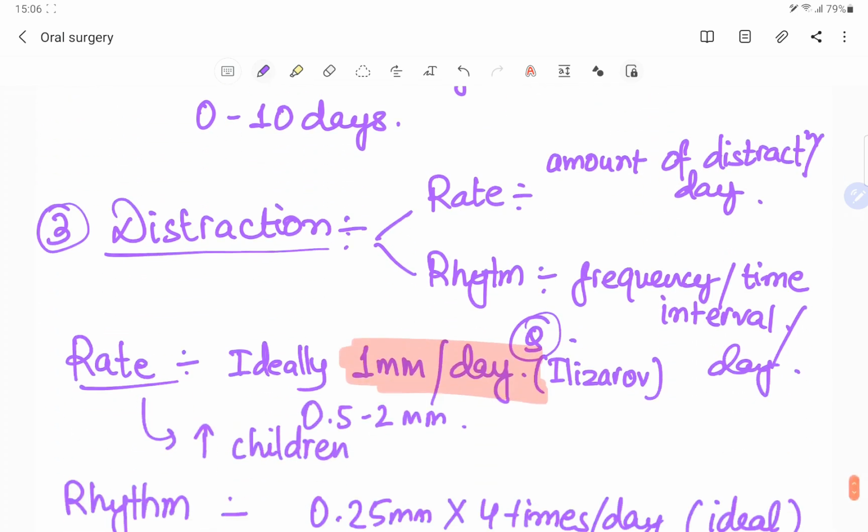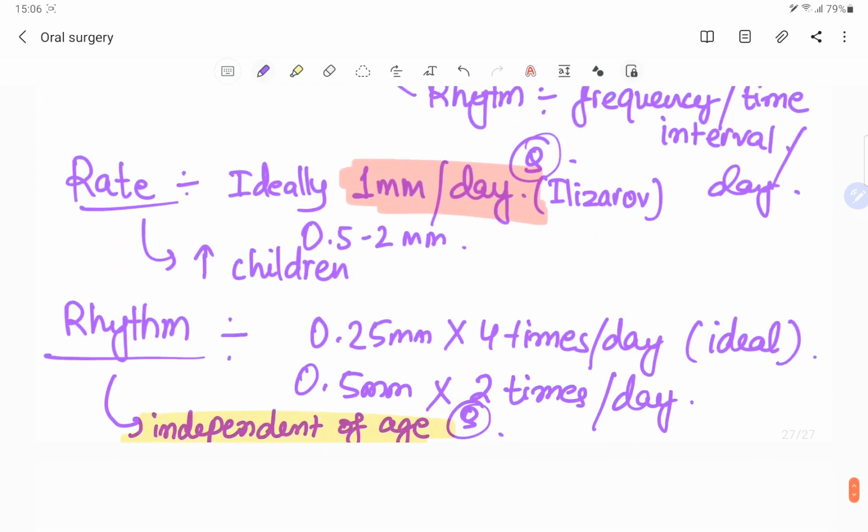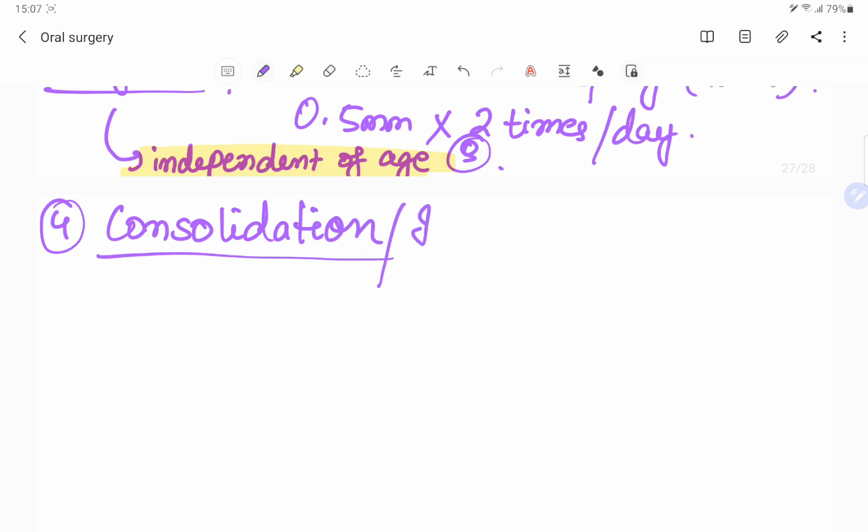While on the other hand, the consolidation phase is known as healing index. So we have the fourth one, which is the consolidation phase. This is also known as the healing index. So now we stop distracting the bone. This is the time between the stoppage of these traction forces and removal of the distraction devices.